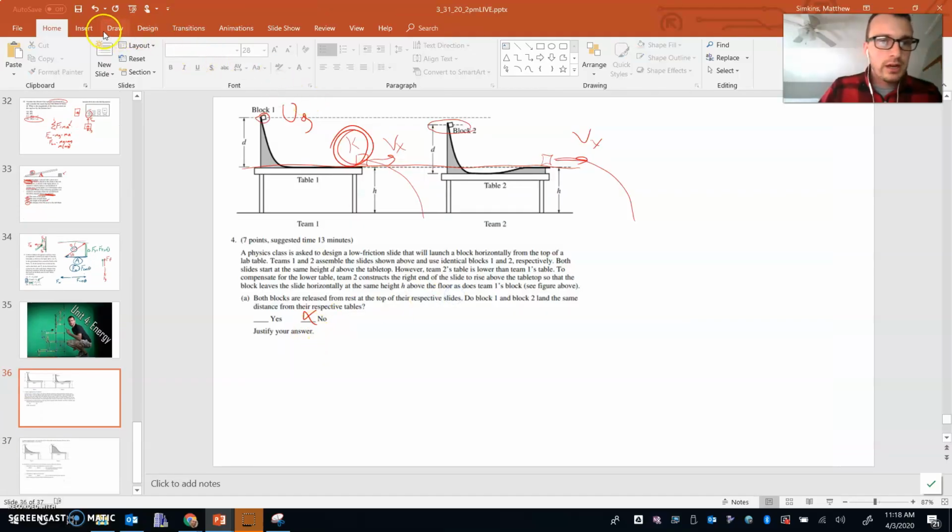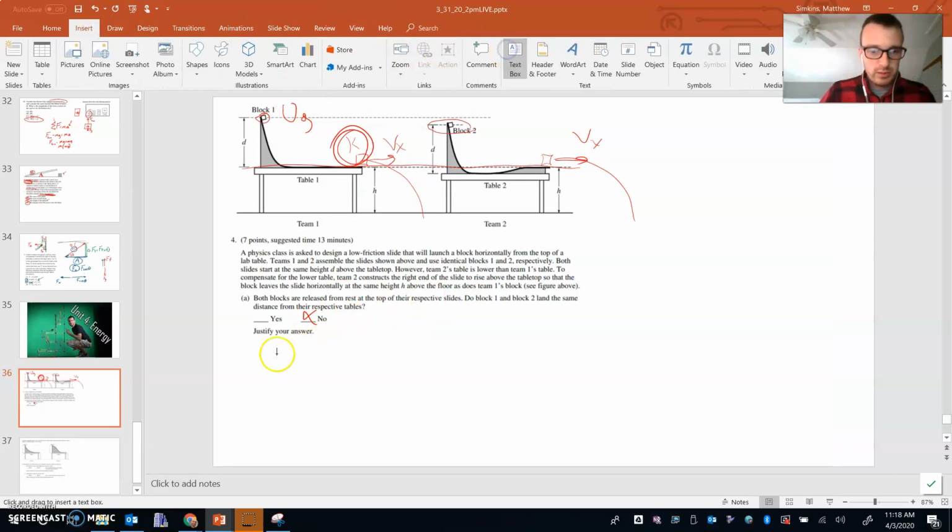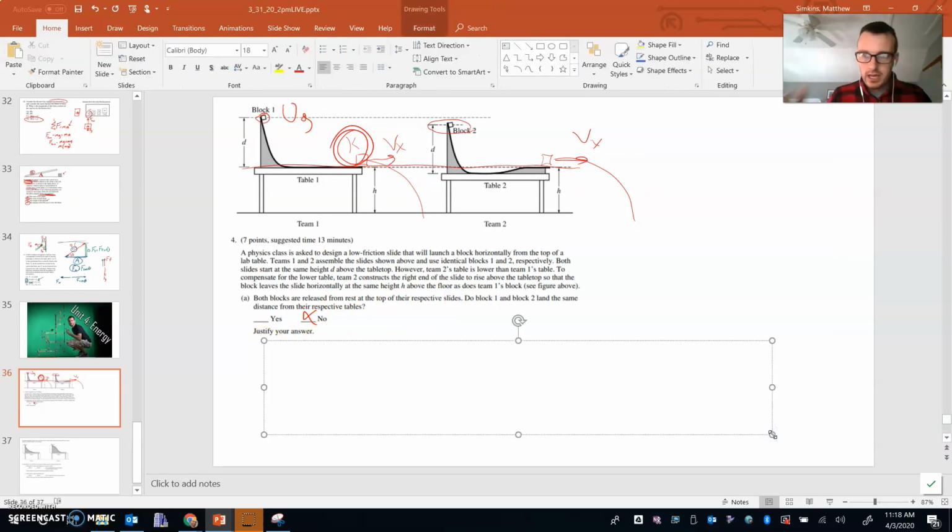And I'm going to go ahead and change it up here to go to the text box to kind of justify my answer. Okay, so we focus on the big idea of energy. Now, you notice this is a 7-point problem, and they only give you 13 minutes. So when it says justify your answer, it doesn't say in a long-form paragraph response. It just says, give me a justification. Okay, so we want to keep this as short and sweet as possible. But we do have to note the subtle differences here.